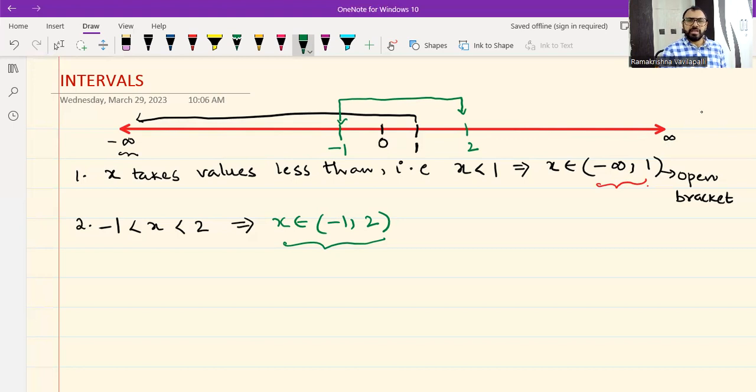The meaning of x belongs to -1 comma 2. This is an open bracket. So this we call an open interval. This is nothing but the open interval of -1 comma 2. Because in coordinate geometry, the same representation indicates the coordinates of a point, so we must specify that it is an open interval.